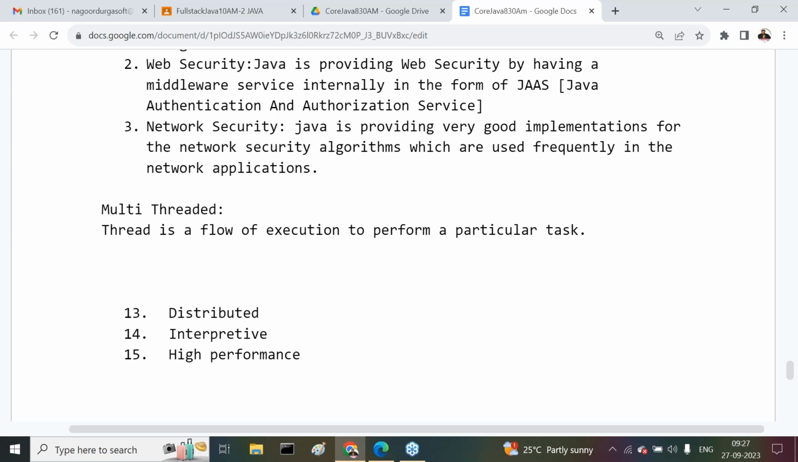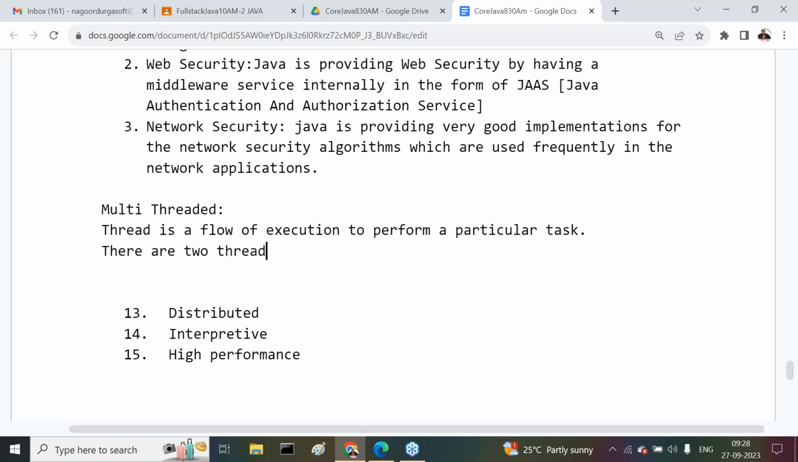That's why I gave the definition: thread is a flow of execution to perform a particular task. This is the meaning of a thread. Fine. If you understand threads like this, how many thread models are available?